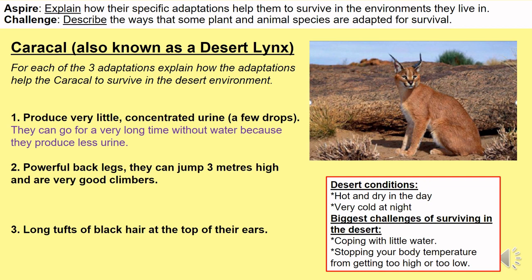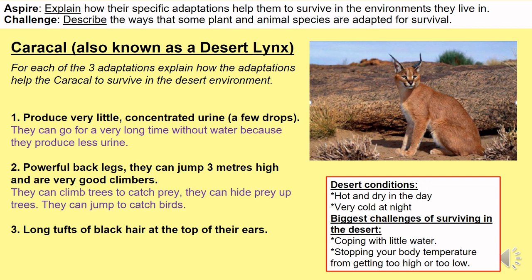For powerful back legs then and the ability to jump high and climb, they can climb trees to catch prey. They are known to hide the prey they catch up trees. And they can also jump, and they can actually jump 3 metres high and catch birds. They are very, very good at catching birds. They're one of the only cat species that is known to exist on a diet primarily of birds.